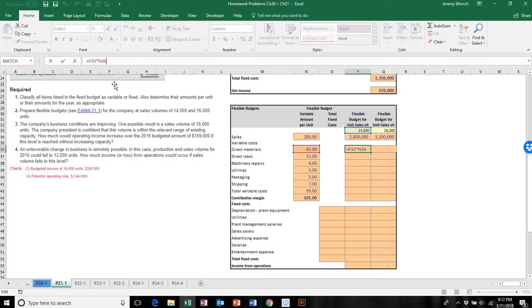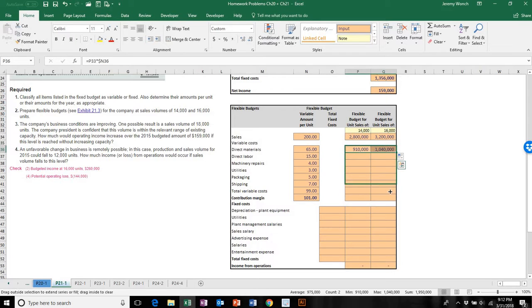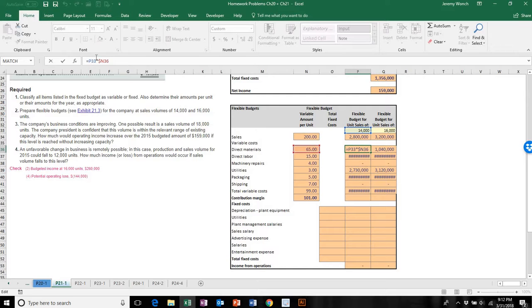Oops. We're going to want to lock our row down. There we go. Oops, what did I do here? Oh. There we go. Get our absolute references correct.